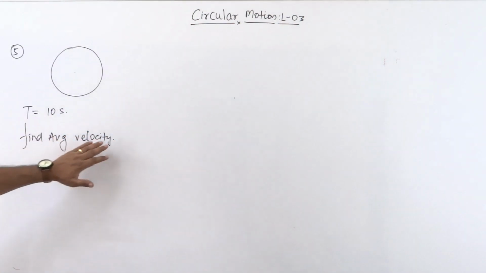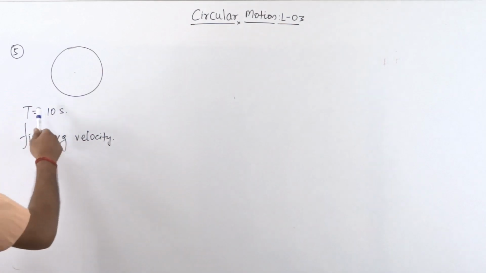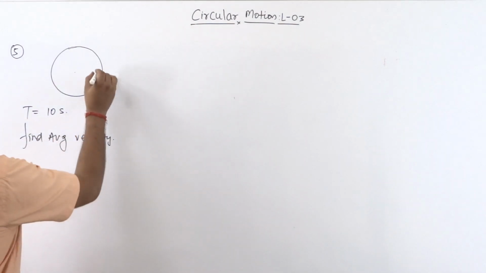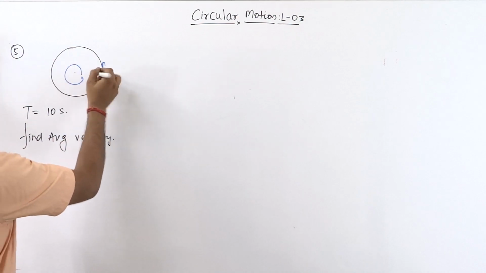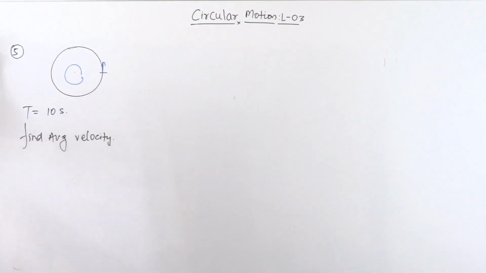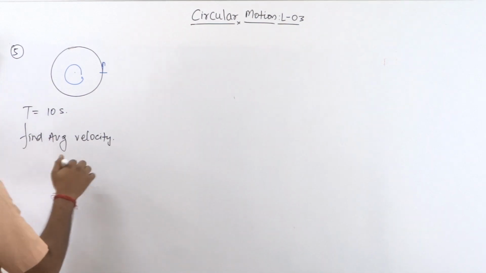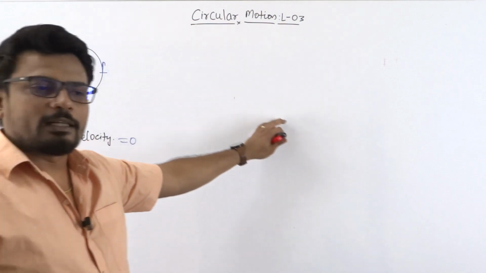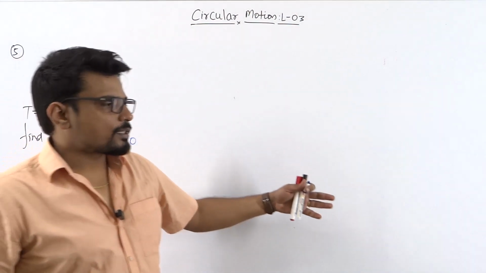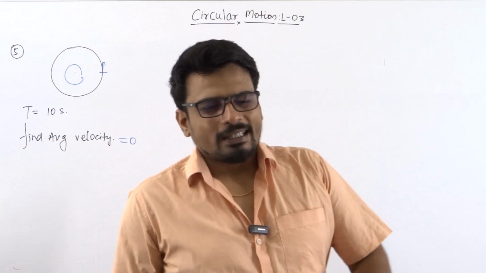Anyways, so find the average velocity if it takes 10 seconds to complete one rotation. Simple thing, the body would start from here and complete a full circle and come back. What is the net displacement? That is 0, which clearly means the average velocity is going to be 0. I took this example just to trouble you a little bit.